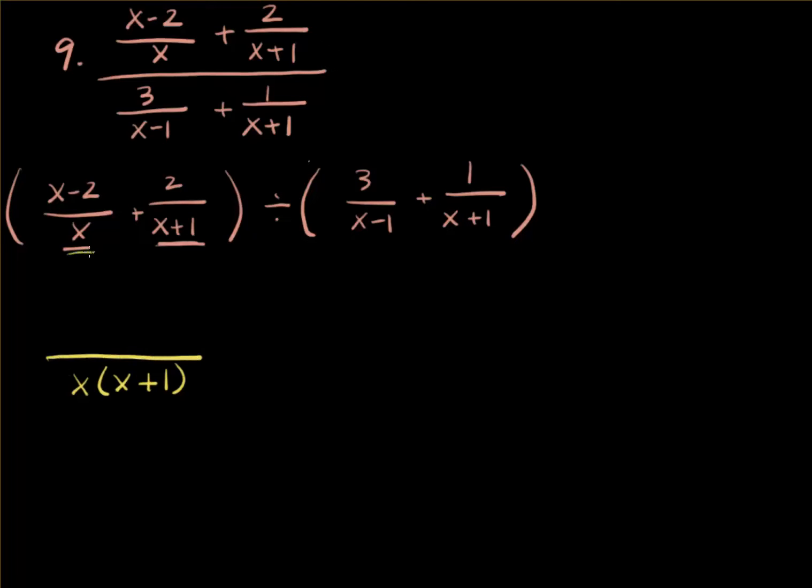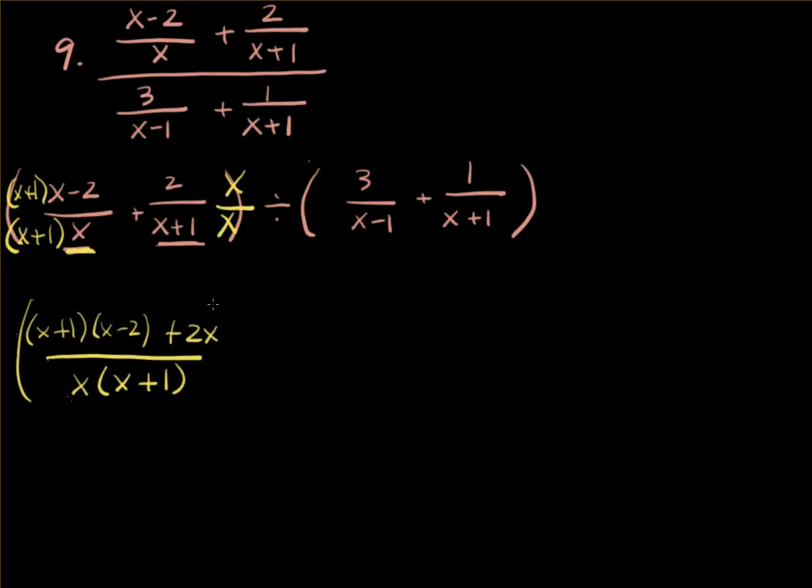So what's missing in this denominator is this x plus 1. So I'm going to multiply the top and bottom by x plus 1. So x plus 1 times x minus 2. Over here, what's missing is an x. So I'm going to multiply the top and bottom by x.